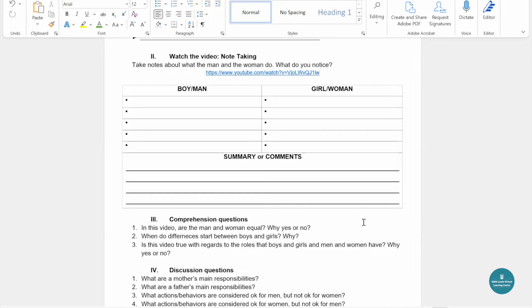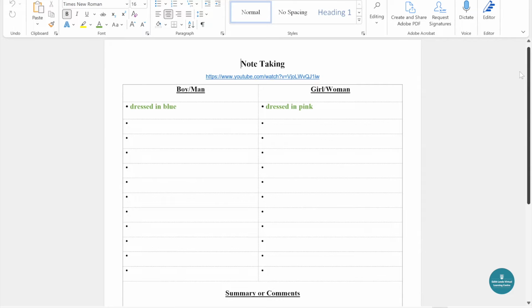I'm going to share the handout with you guys, if that helps. If not, you can just grab a pen and paper and write down. So keep in mind, it's note-taking. You do not have to write details. So it's note-taking in bullet point form. And I've given you 2 examples: man dressed in blue, woman or girl dressed in pink. So that's what it looks like, okay? So keep in mind, this is note-taking. You do not have to write a lot. You'll see it's quite easy, actually. It's a 2-minute video.